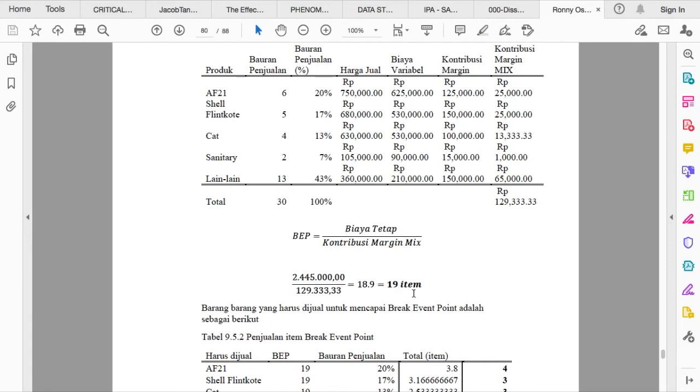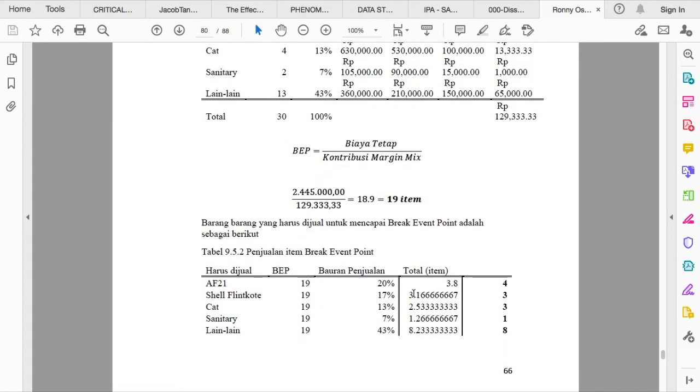Of course, he doesn't stop there. He keeps going to calculate according to the items. He multiplied 19, the BEP, by the weight, which is the bobot, the bauran, 20%. So he got 4 for this particular product. Now for the shell, it's 3. For the paint, it's 3 units that he has to sell per month. Sanitary is 1 and others 8.